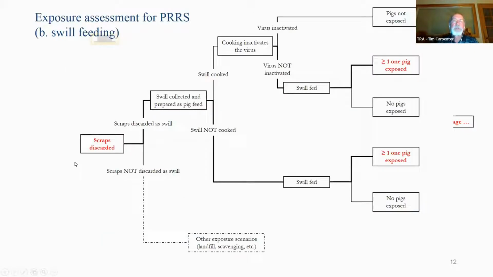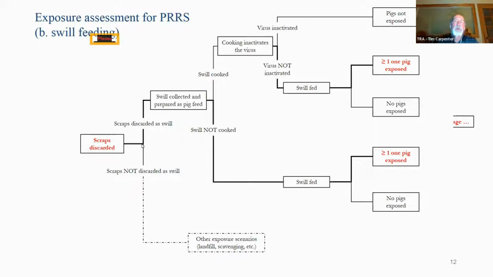If the scraps are discarded, what's going to happen with them? They can be taken and simply put out into a landfill, but they are accessible by wildlife. And as we've been talking about with ASF, if you have a landfill, you've got wild or feral pigs that could be exposed to that. And if your landfill is not fully protected, and there are not many that I have seen, you've got to consider the potential of exposure to your wildlife population and evaluate that subsequently as well.